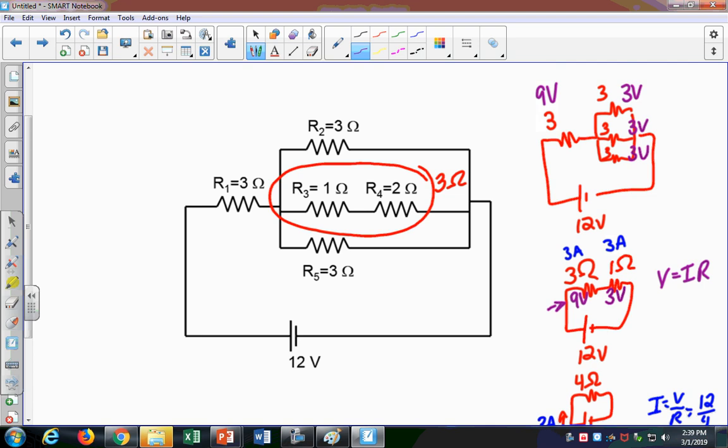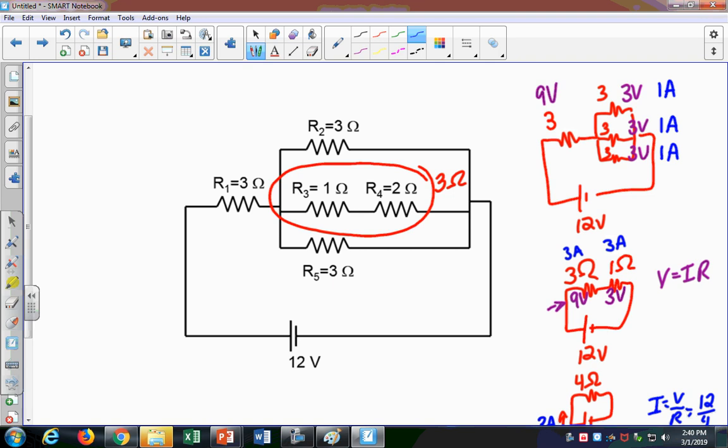By the way, I also know that they each have 1 amp of current. I know that because they all have 3 volts and they're all 3 ohms. 3 over 3 is 1. And I can go ahead and tell you the total current in this circuit, because all my current comes into this parallel branch and splits into 3 parts. So what is my total current?